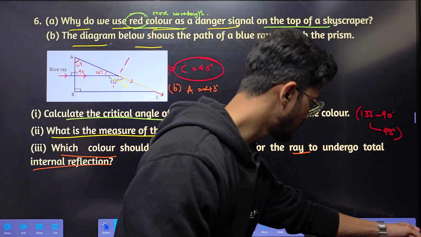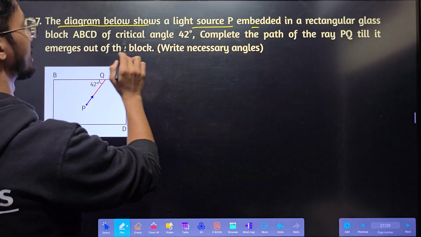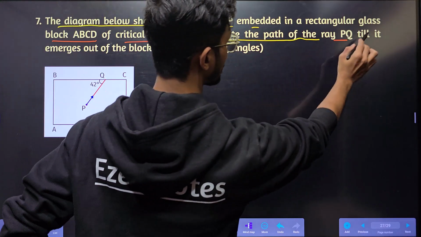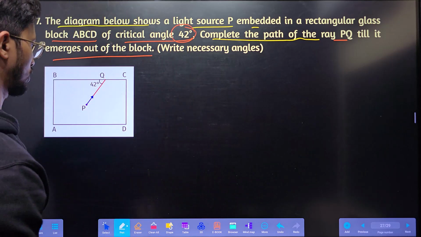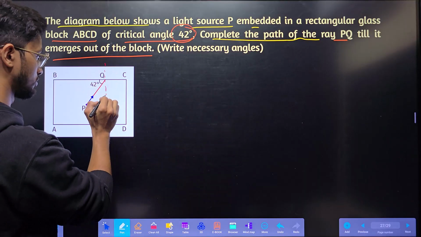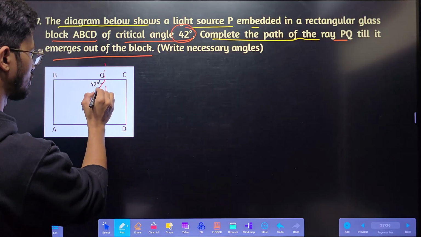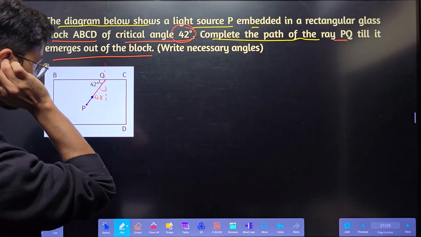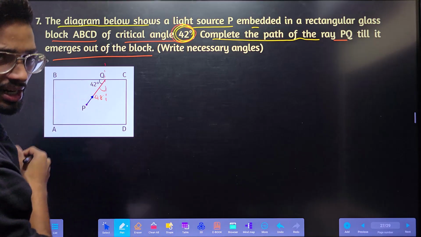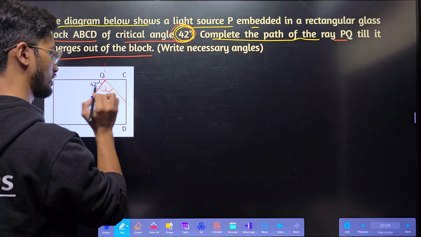Then next, the diagram shows a source P embedded in a rectangular glass block ABCD of critical angle 42 degrees. Complete the path of ray PQ till it emerges out of the block. Okay. This is the normal. If this is 42, then this angle will be 48, right? The critical angle is 42, but the incident angle is 48, so it will be total internal reflection like this. This will also be 48.